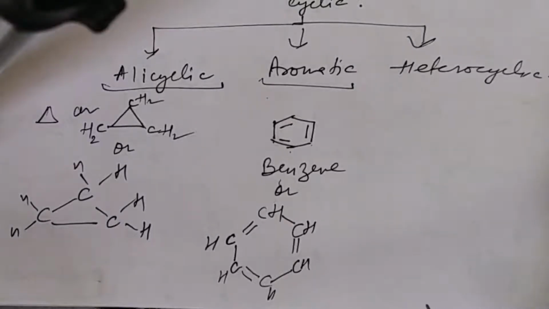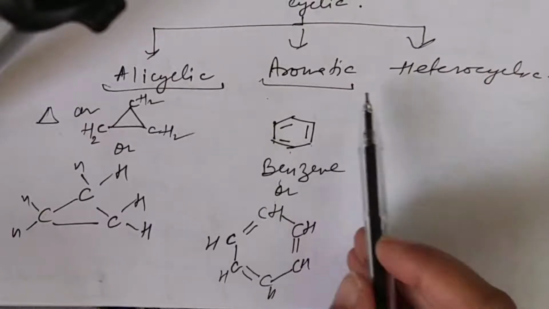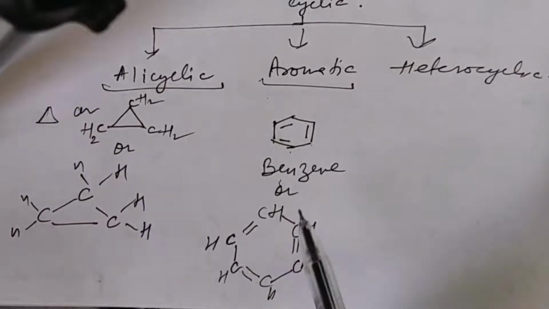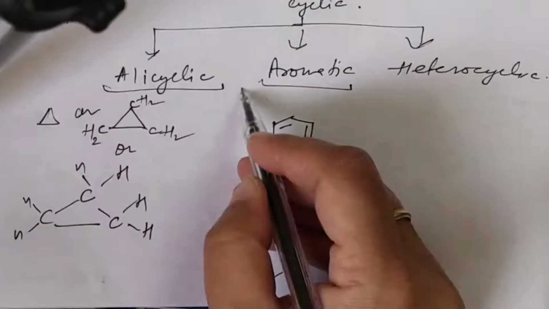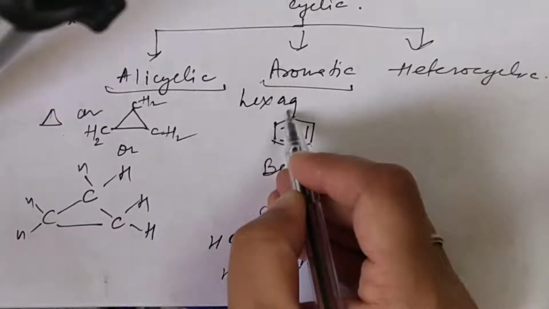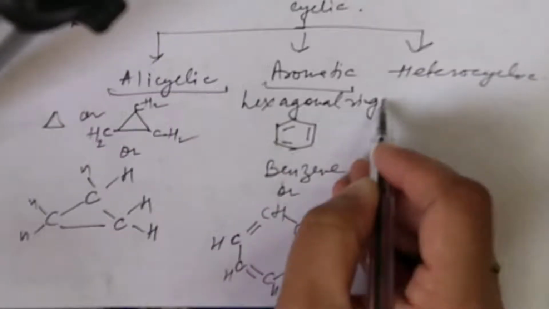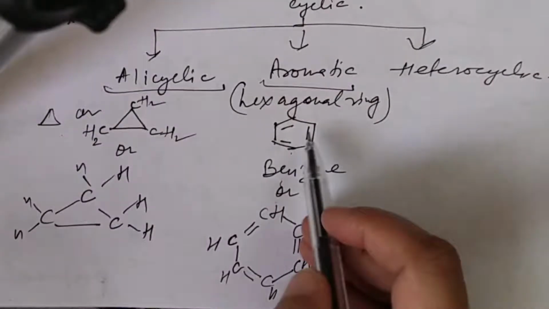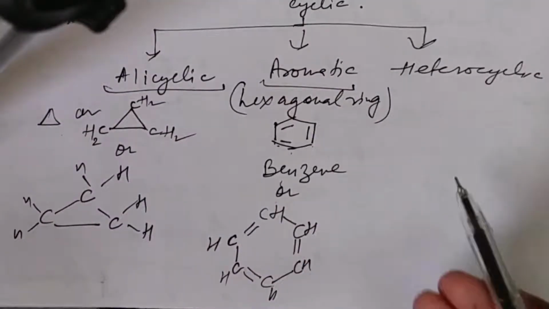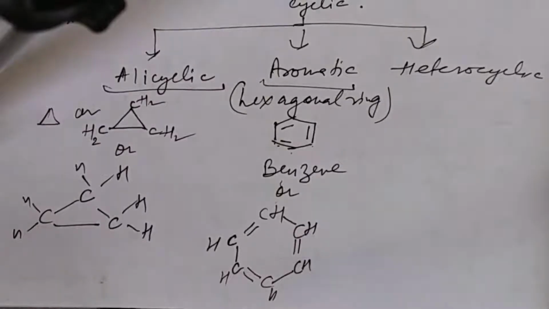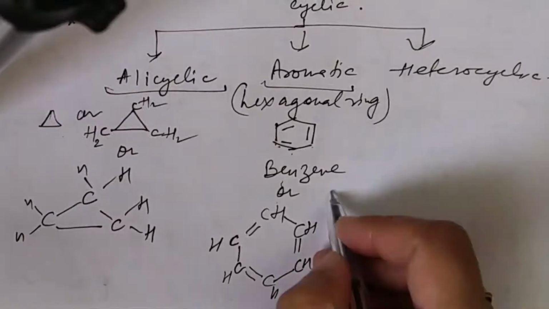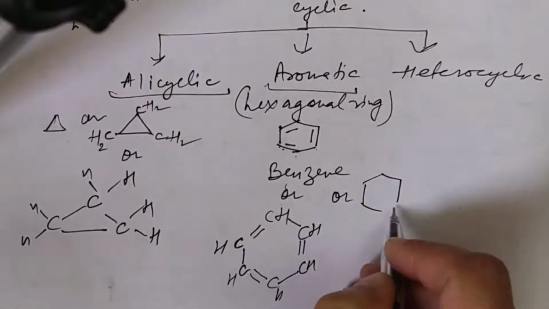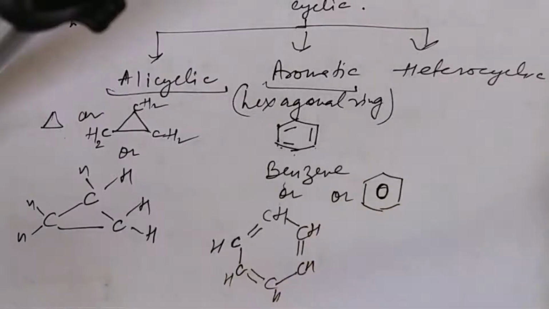So what is the necessary condition for a compound to be aromatic in nature? It should have at least one hexagonal ring in the structure, and alternate double bonds should be there. So it will be an aromatic molecule. This is known as the benzene ring. It can be represented as a benzene ring.